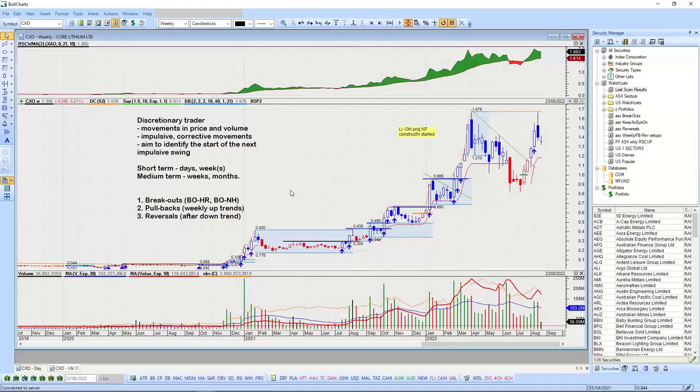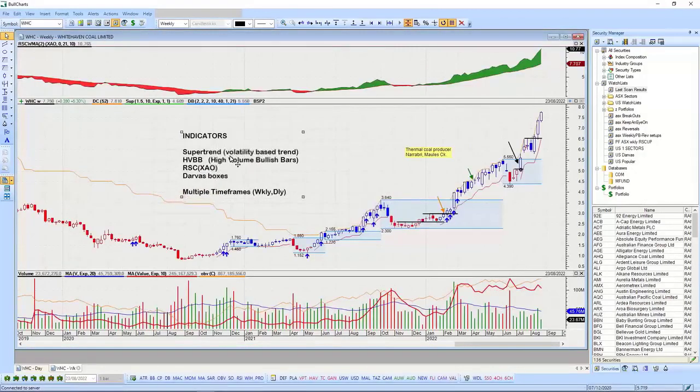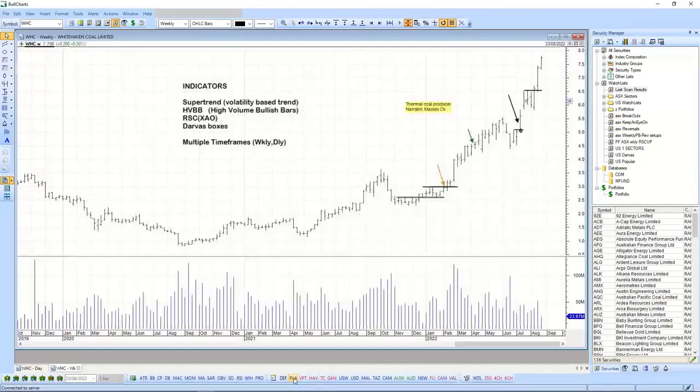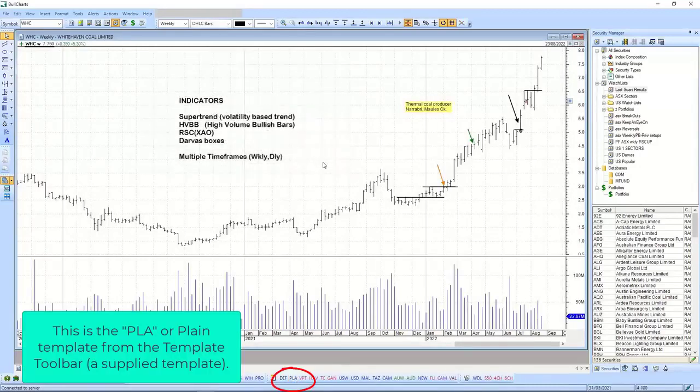So let me go to another chart. I'm using charts instead of Excel presentations. What I'm going to do now is flip to a plain chart, and I will build up my indicators on this chart for you.